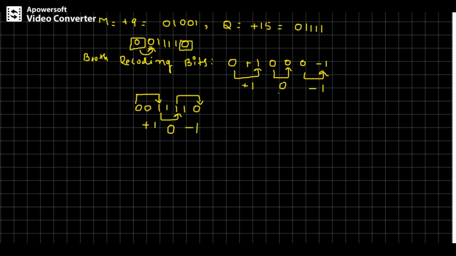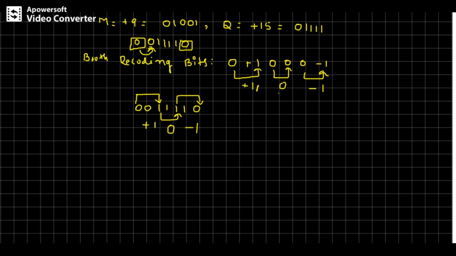So either students can directly refer to the fast multiplication table, they can remember the fast multiplication table, or else we can write both the recoded bits and check the transitions. Later, the transition from 0 to 1 is equivalent to plus 1 into m, I can say plus 1 into m.